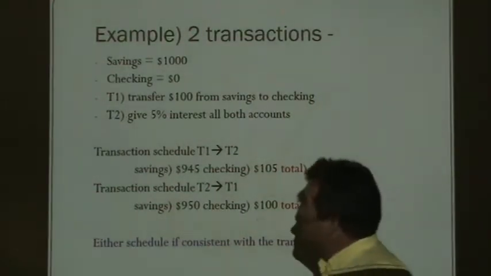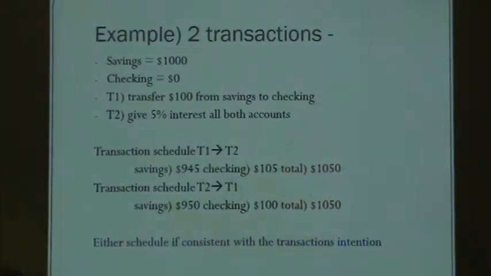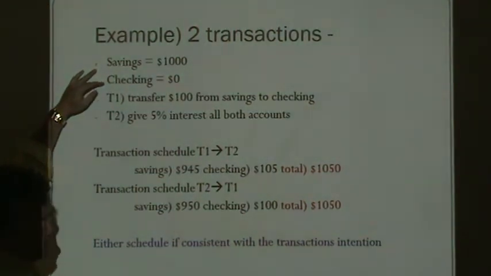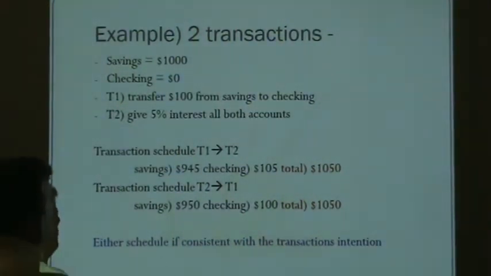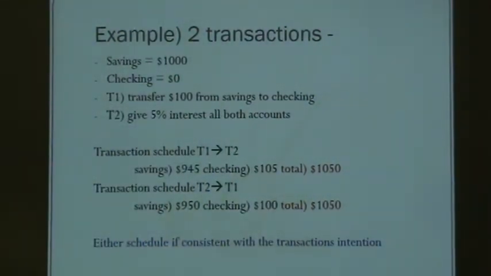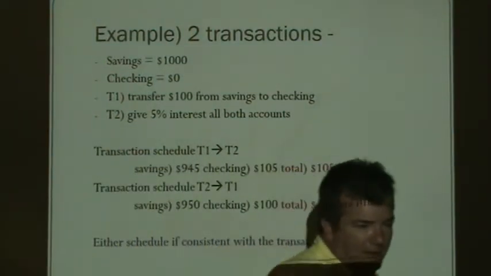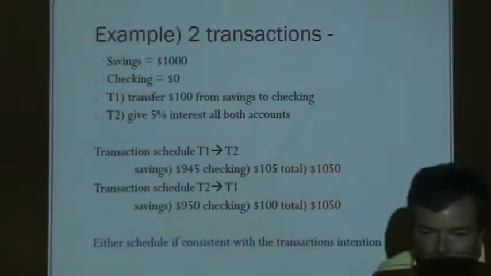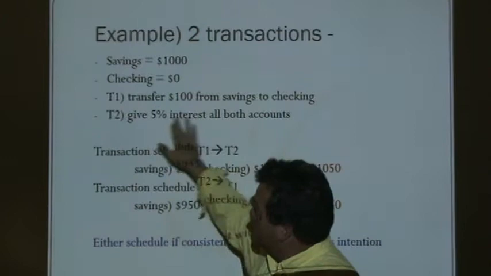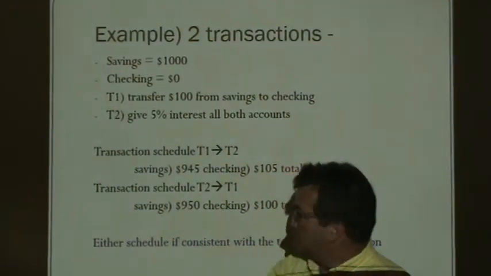Okay. So an example would be if we had a transaction like this. Suppose you had $1,000 in your savings account and $0 in your checking account. And suppose we had two transactions going on at the same time. The first transaction is you're transferring $100 from savings to checking. And the second transaction is that the bank is coming by and giving every account 5% interest, even though that's a very high interest rate, it makes the math easy. So that's a separate transaction that's going to hit the same two accounts at the same time.